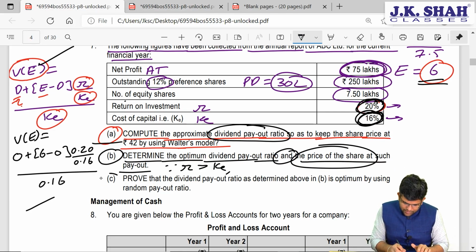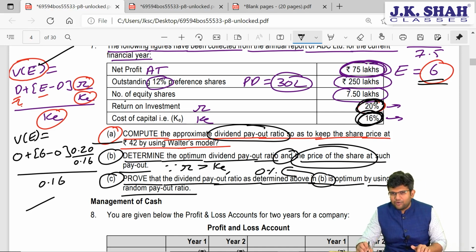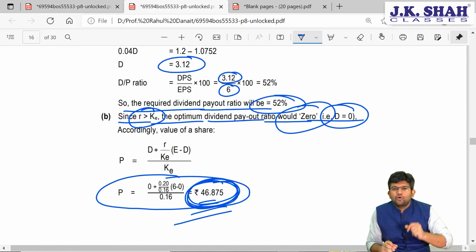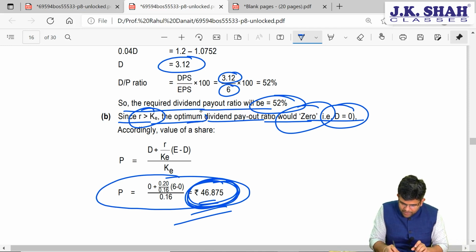Next children, point number C. They're saying prove that the dividend payout ratio as determined in point B above, that is 0%, is optimum by using random payout ratio. So basically what they are saying is that any other payout ratio will give you a price less than this. Show, prove it. Only if you prove it, then only we'll agree that this is the optimum dividend payout.